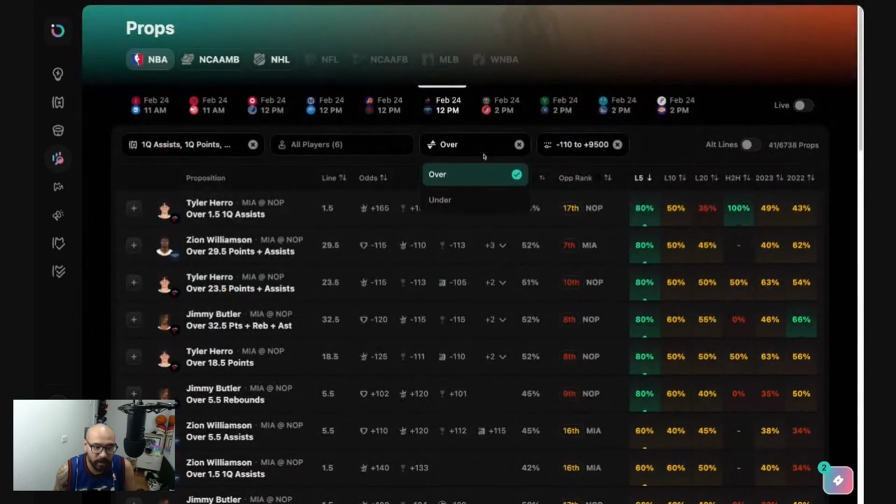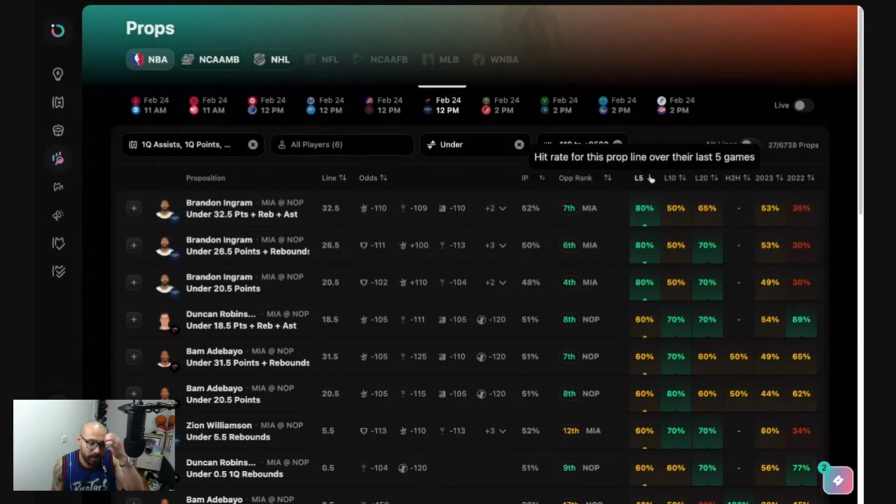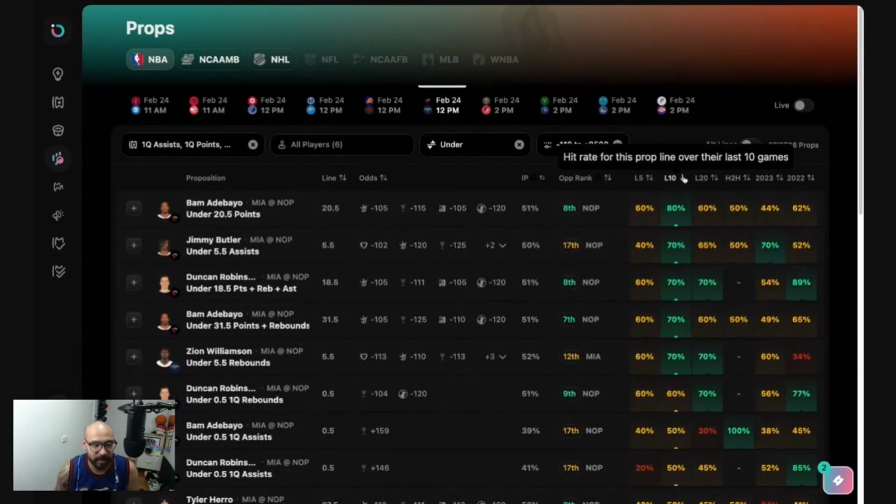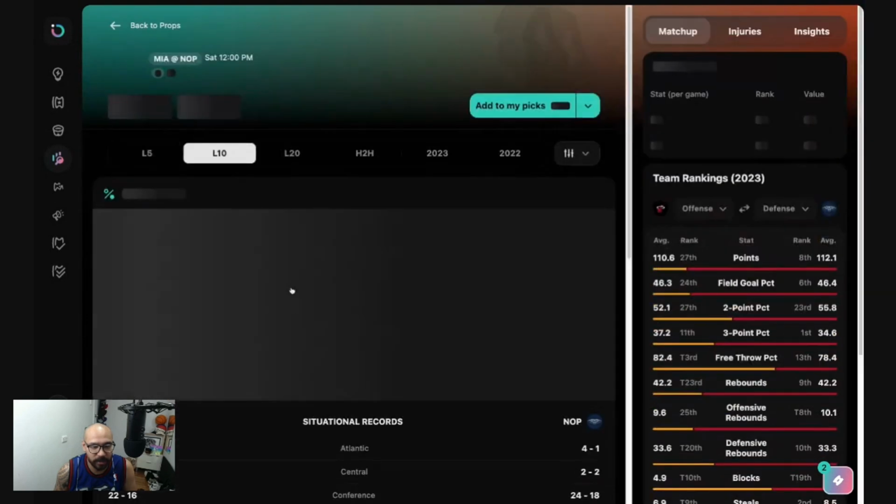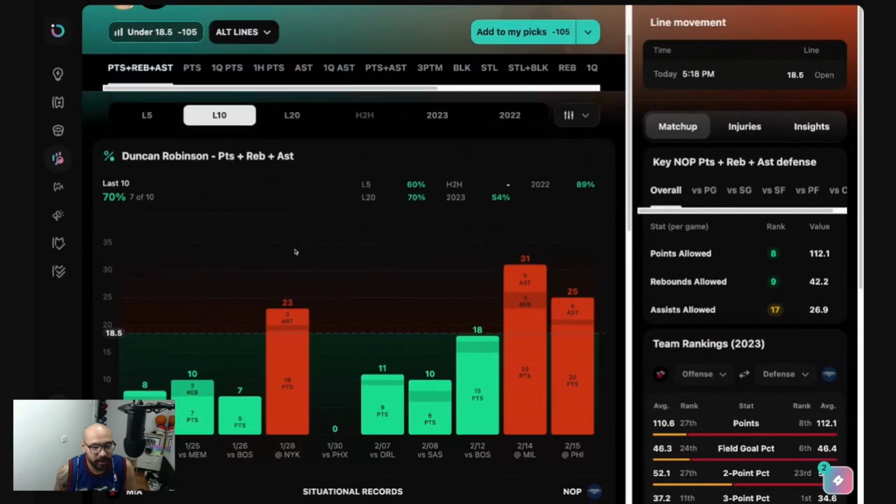If we want to look at the under, though, we might see a little bit more green in this one. So back to the last 10. What do we have? Duncan Robinson under in his PRA. Let's check Duncan out. It's 18.5. He's gone under in 7 out of his last 10.